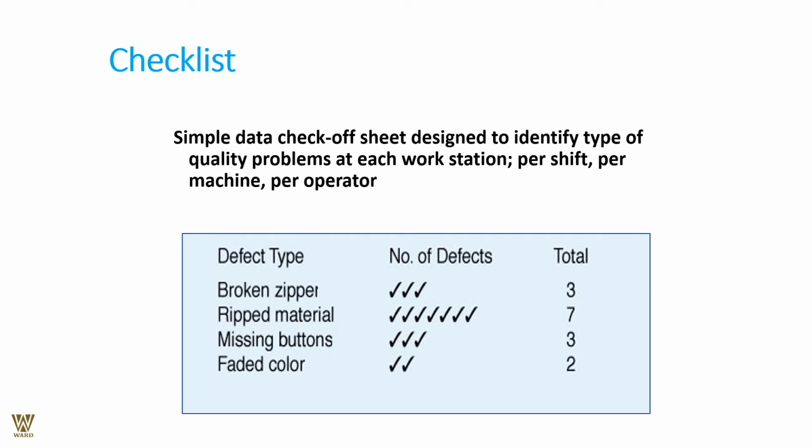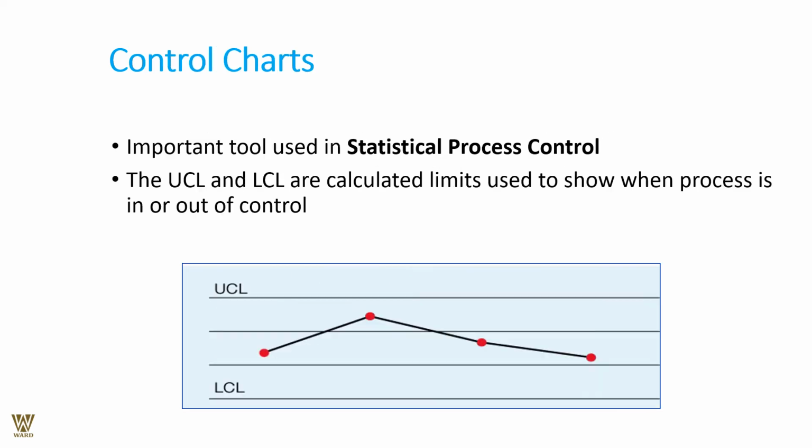Yes, I've already stated the checklist. It's basically simply a data check-off list, which is designed to identify the types of quality problems at each workstation, per shift, per machine, per operator, and you look into what we are finding out. Let's say I'm just giving you an example of a broken zipper. You have found it 3 times, right? Similarly, for ripped material, you again found it 7 times. So every time you find one, you give a tick mark. Similarly, for missing buttons and faded colors.